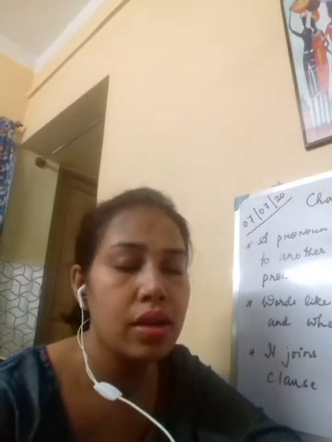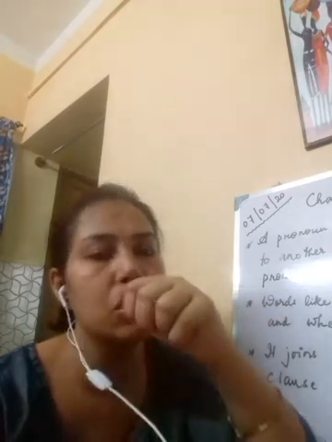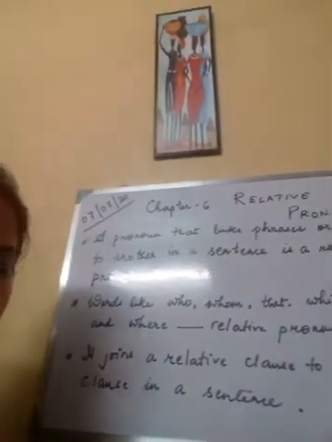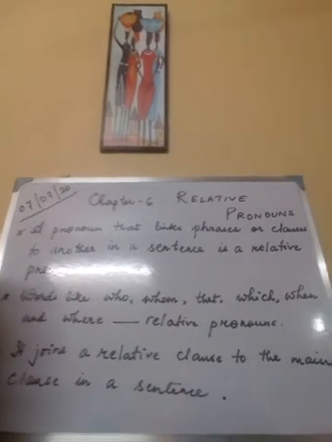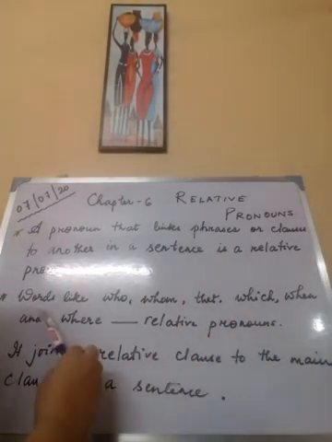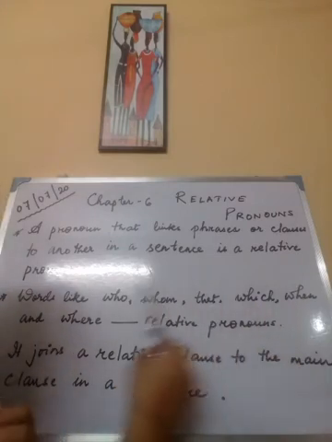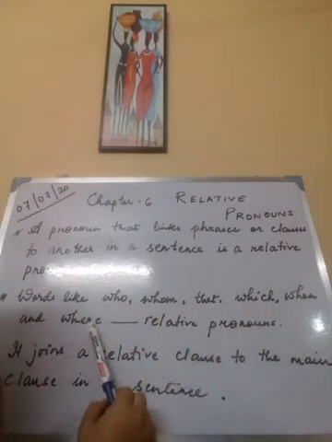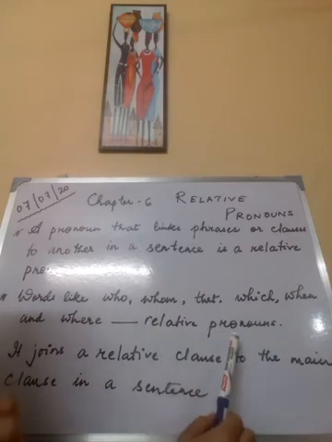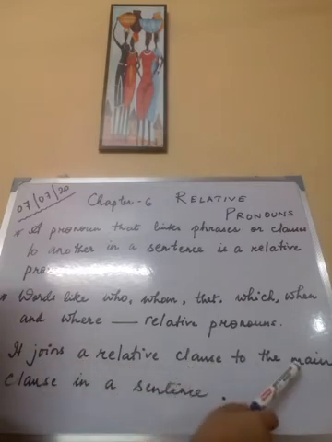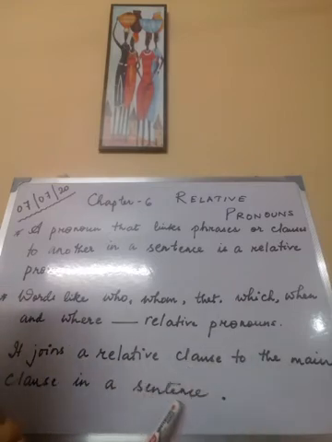Let us see how. Now, which are the words used as relative pronouns to join these clauses in a sentence? Look here at the board again. Here you will find words like who, whom, that, which, when, and where used as relative pronouns. These are the words which join a relative clause to the main clause in a sentence.